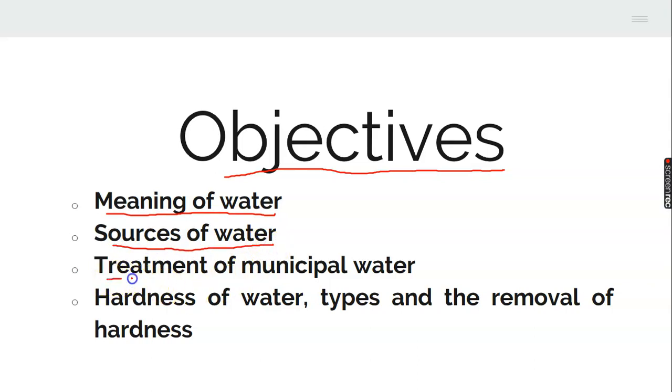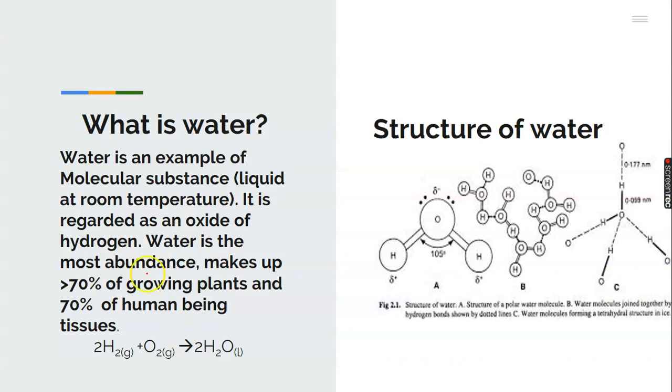Then we move to treatment of municipal water, where you treat water for the whole township supply. Then we move to the final one, which is hardness of water. We have to look at the types of hardness and removal of hardness. So what is water?